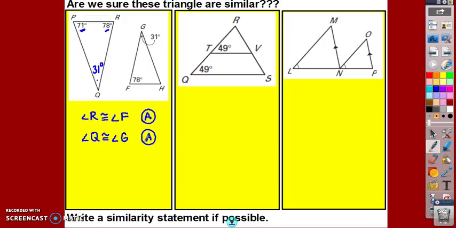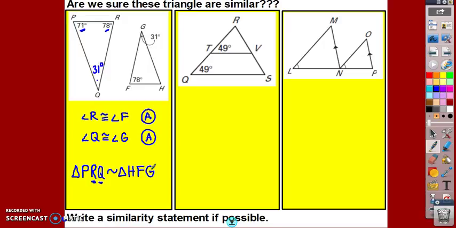Now since they are similar, I'm going to write a similarity statement. If I start the first one PRQ, then that is going to be similar to what angle matches with P? That must be angle H. What angle matches with R? That was F. And with Q, that was G. And that's all there is to it.